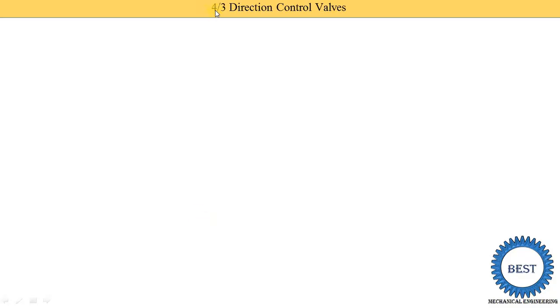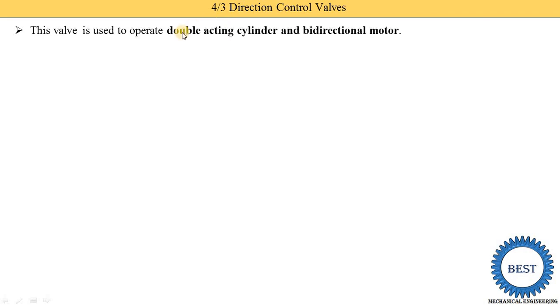First, let us understand the basic information related to the 4x3 DCV, meaning direction control valve. You know that the first digit is 4. 4 indicates that there are 4 ports, and the 3 means 3 positions are possible. Earlier we studied all the types of direction control valves in which 2 positions are there. Here, a total of 3 positions are there. So this valve is used to operate double acting cylinders and bidirectional motors.